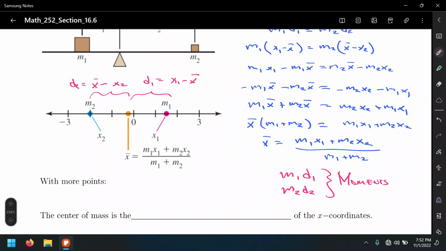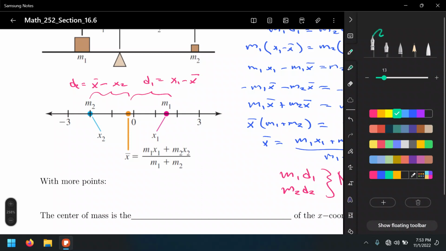So, of course, are we limited to just two masses? Well, of course not. We can have a third mass right here, m3. That would be plus m3 x3 over m3. Maybe one more, m4, just add one more term, m4 x4 plus m4, etc. We can keep adding more masses.